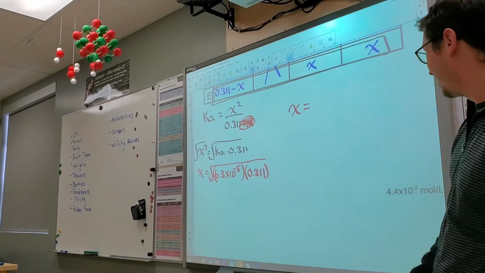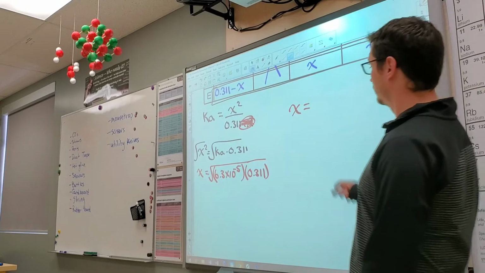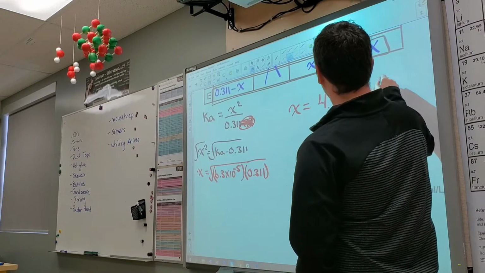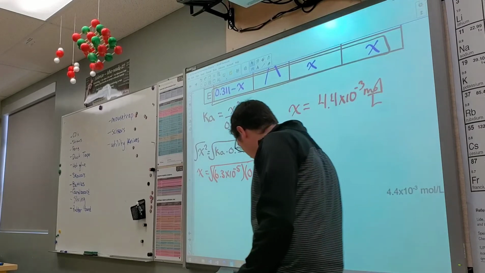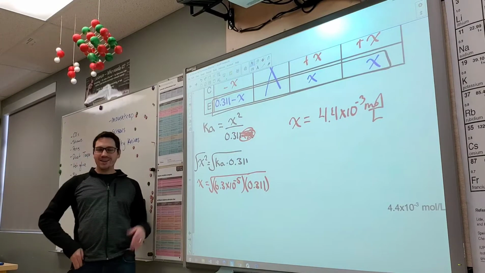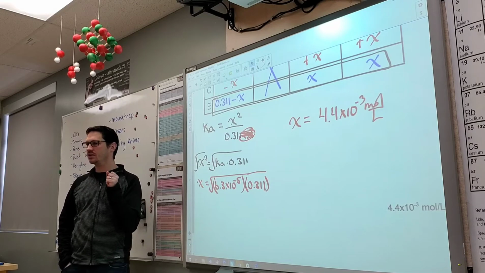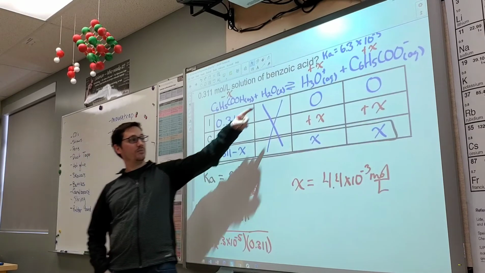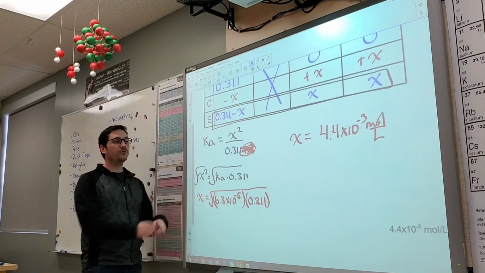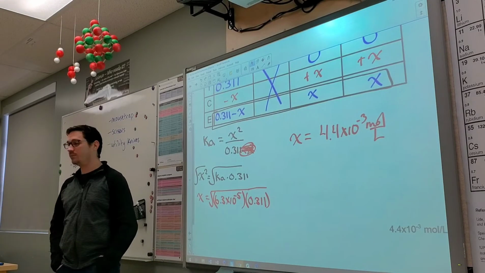Hopefully you get 4.4 times 10 to the negative 3. Is that what you got? Once we've rounded properly, 4.4 times 10 to the negative 3 moles per liter. So I would like you to listen up again. What does x represent in this problem? It's the hydronium concentration at equilibrium, right? So if we wanted to, we could take the negative log of that value and get the pH of it now, and that would be totally fine.